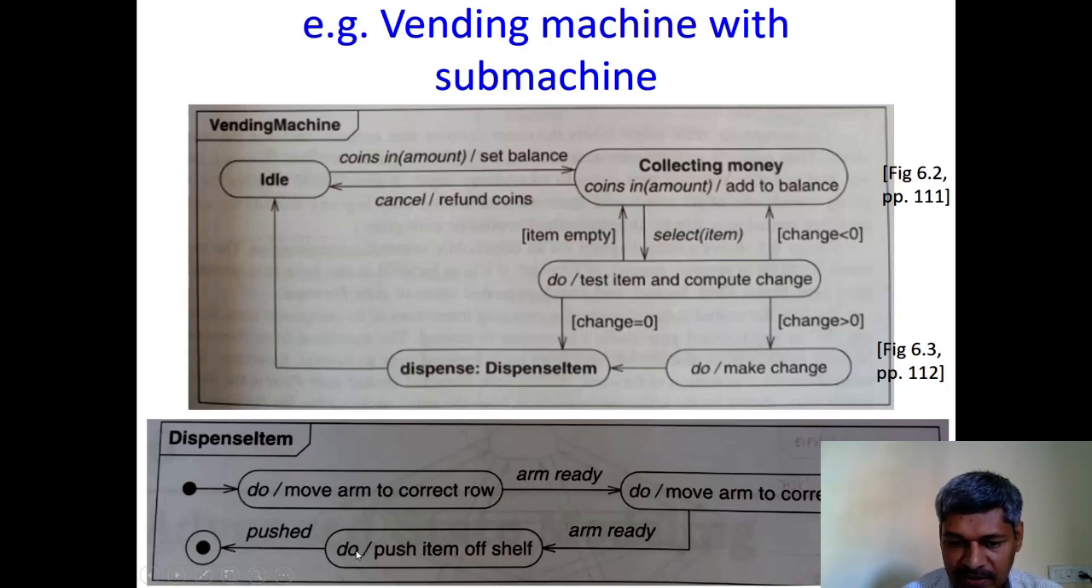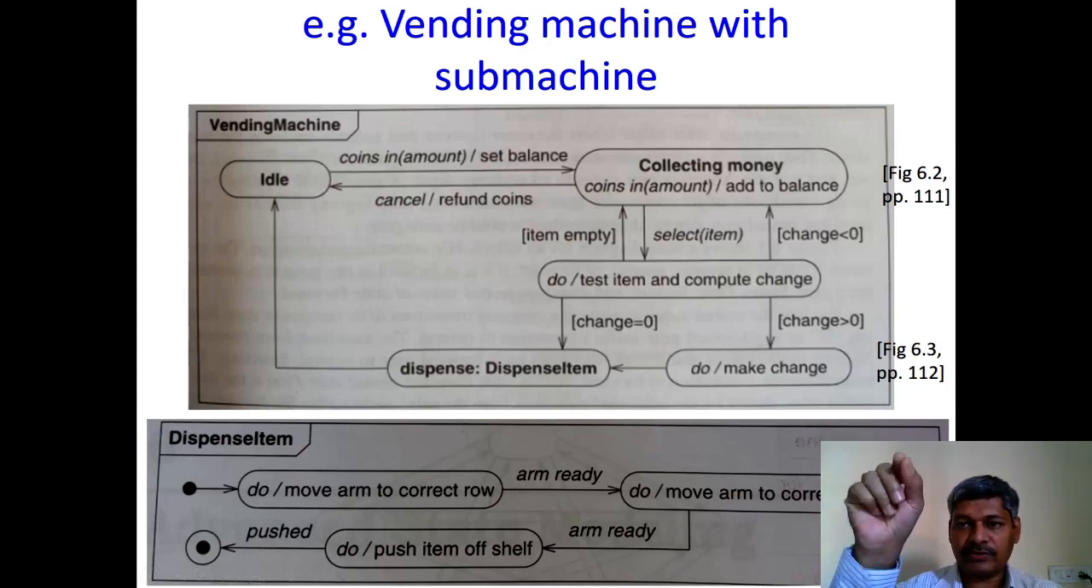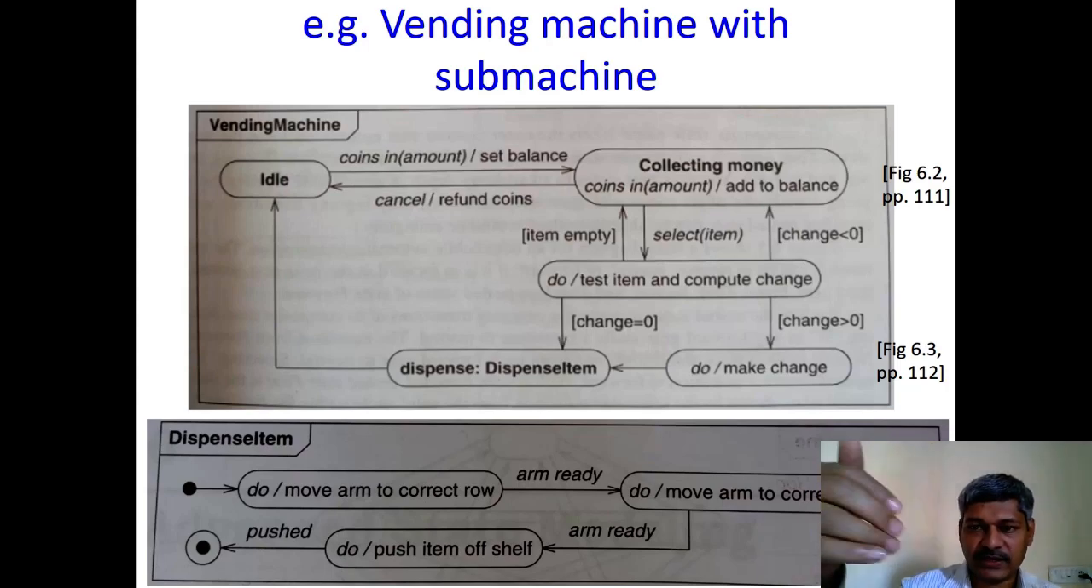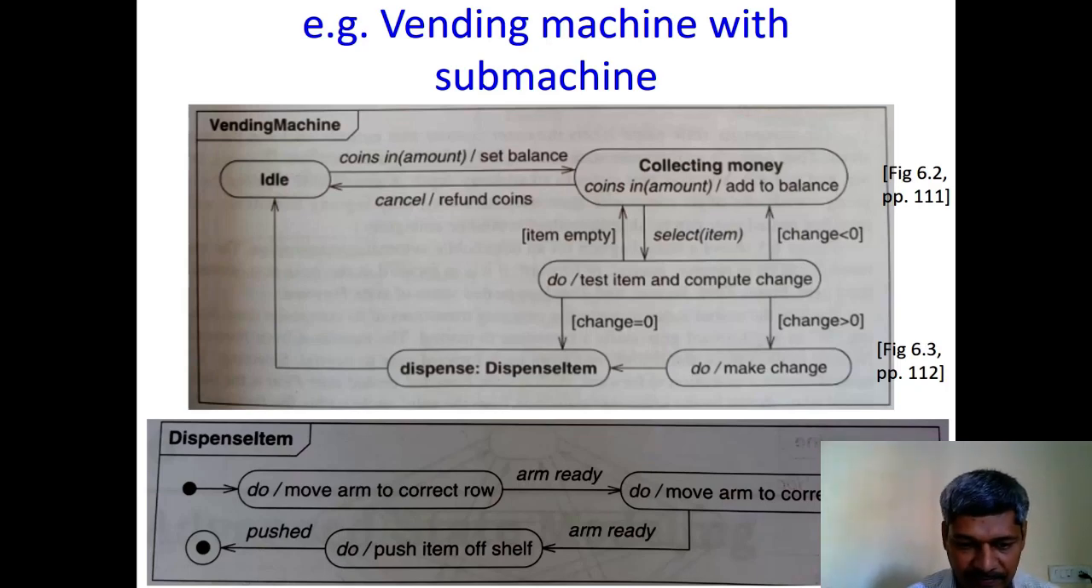That means you do the next step, the do activity, push item off the shelf. So you are moving to that particular row, moving to that particular column, and then you take that item and push the item off the shelf. Say for example something like this. That makes it fall into the place where you can take it. So that generates this sort of pushed event. Okay, the item is actually pushed out. That finalizes this dispense state.